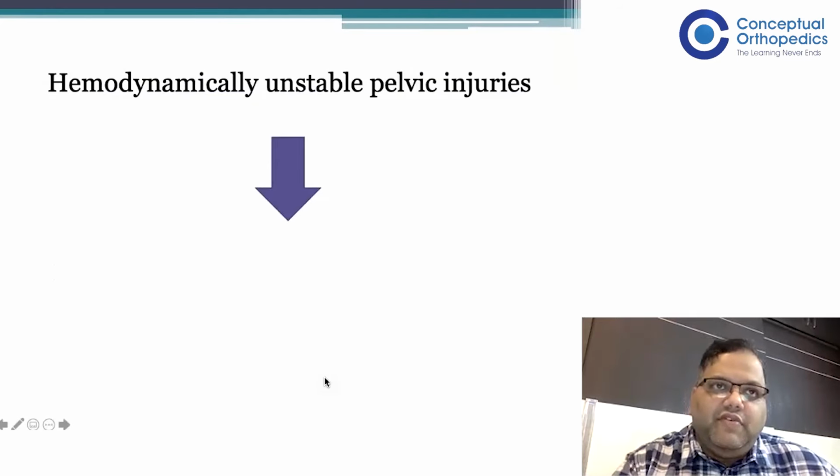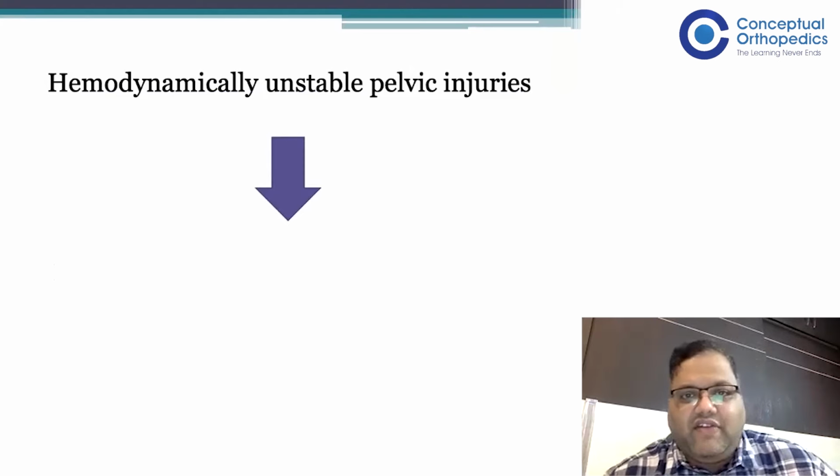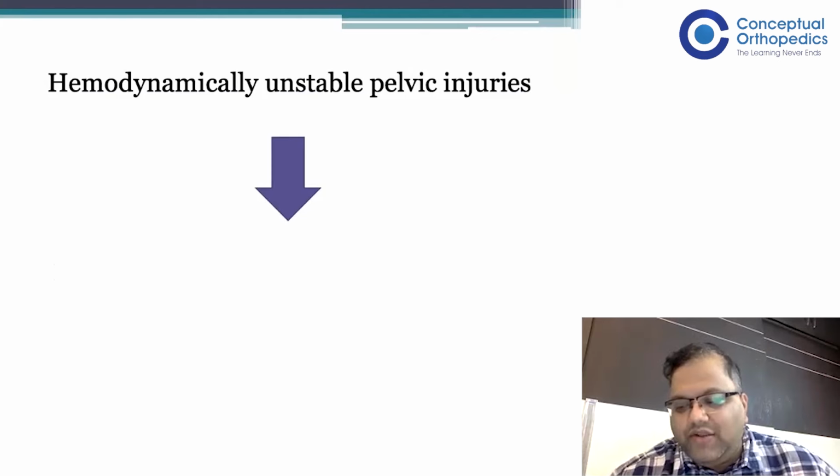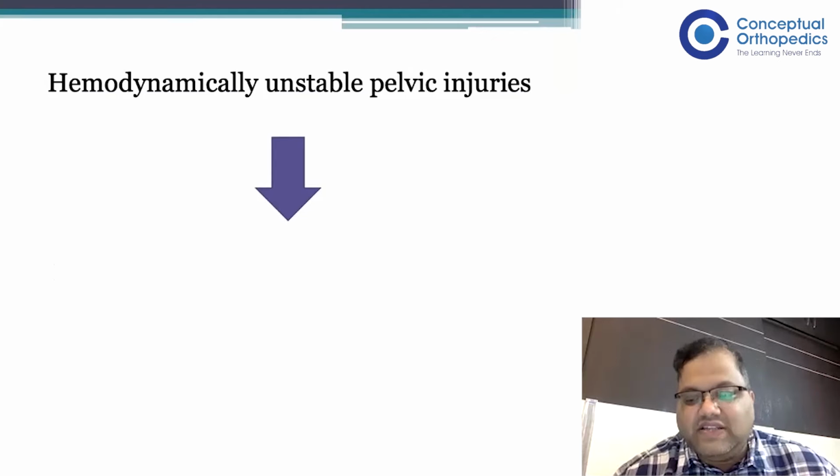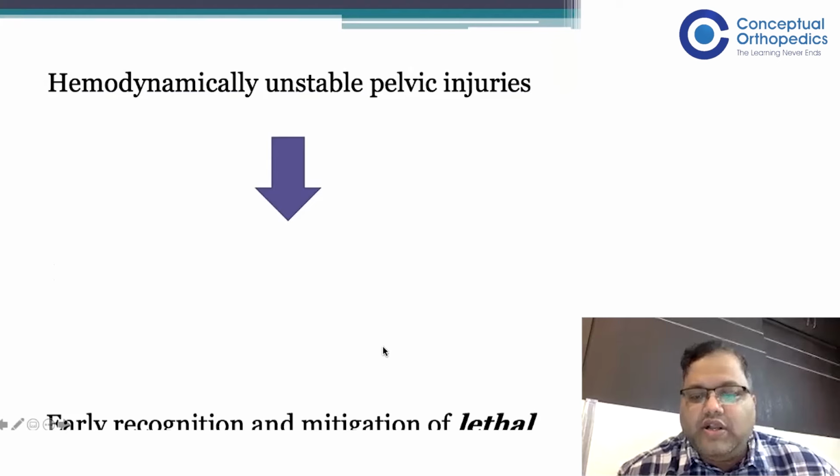and considering all others are taken care of, the patient is borderline or stable or unstable, and you know clinically that the patient has a pelvic injury. So what needs to be done?